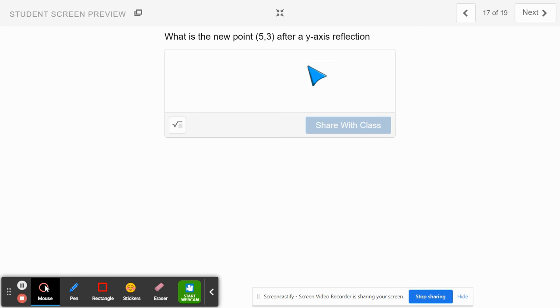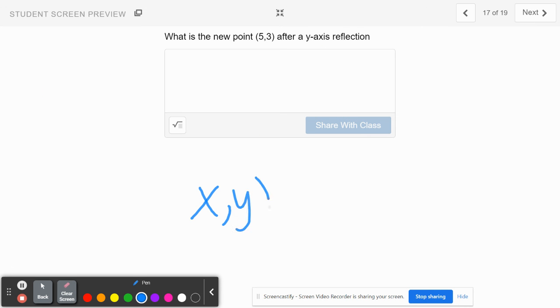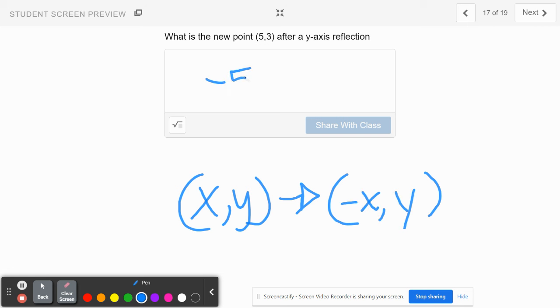Now, after a y-axis reflection, again, if we look at the rule, that's what we start our point at. In a y-axis reflection, the y stays the same, and the x changes. Okay? Let's keep it going.